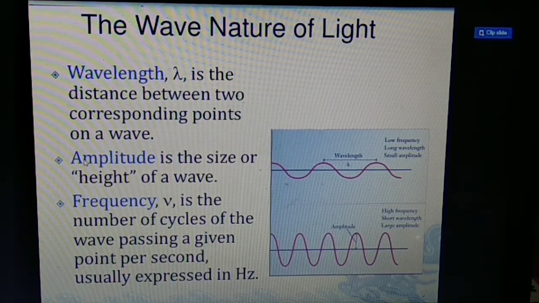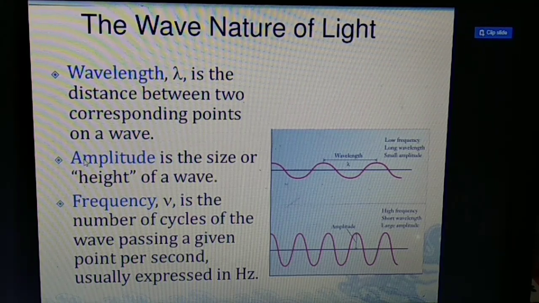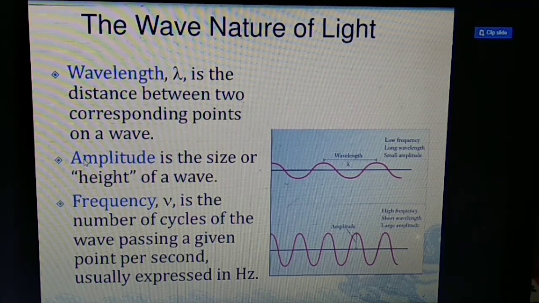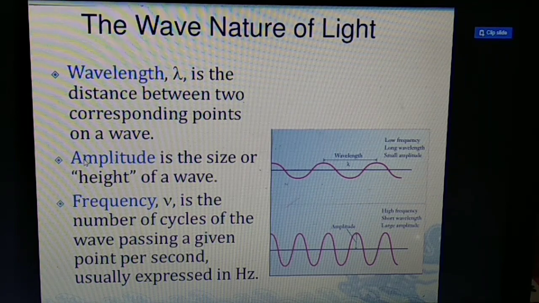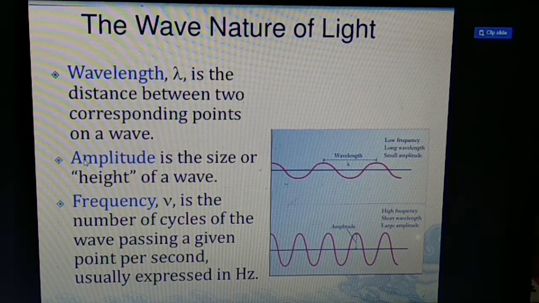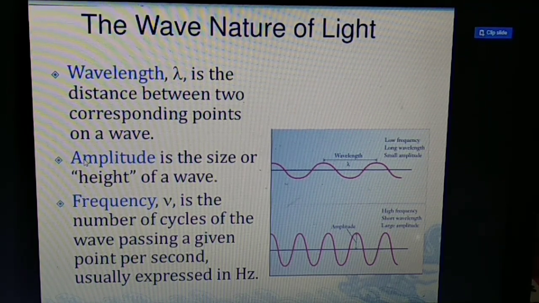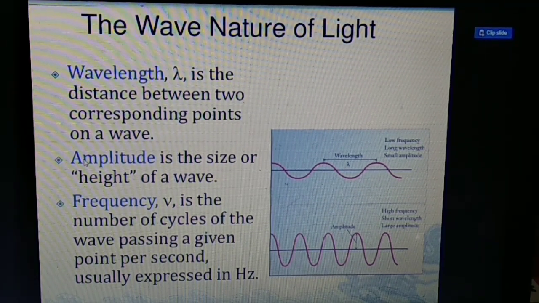Wave nature of the light. Wavelength. What is wavelength? Wavelength is the distance between two corresponding points on a wave. What is amplitude? It is the size or height of the wave. What is frequency? It is the number of cycles of the wave passing a given point per second. What is the unit of frequency? Frequency unit is hertz or second inverse. So these are the characteristics of the wave.